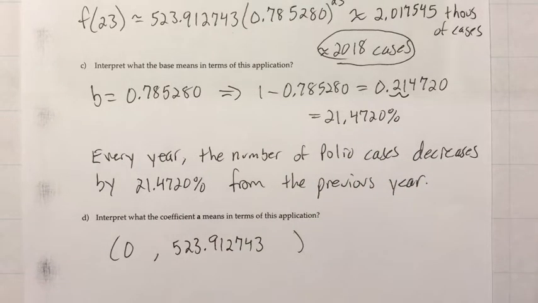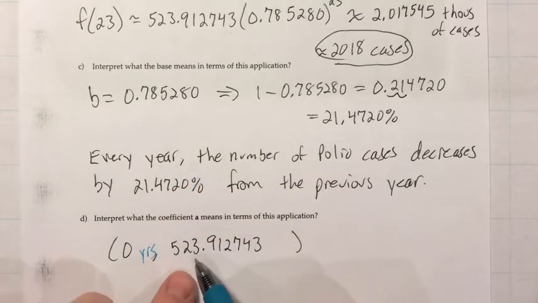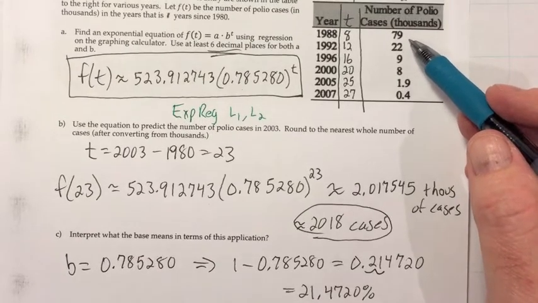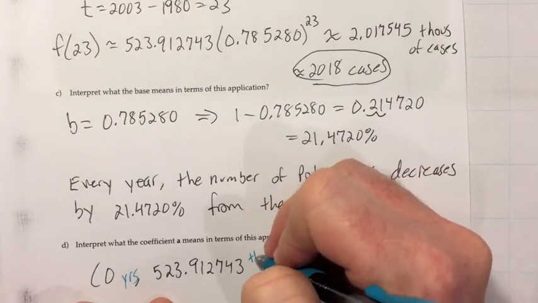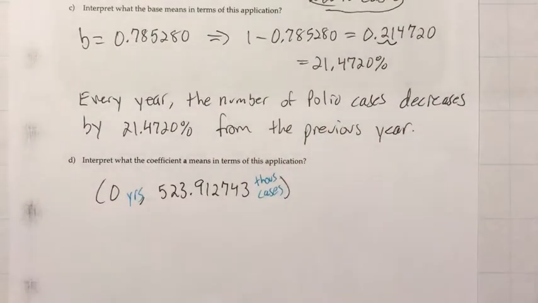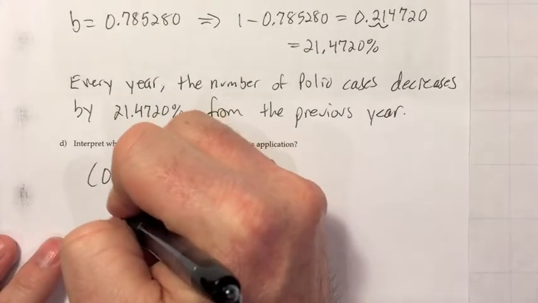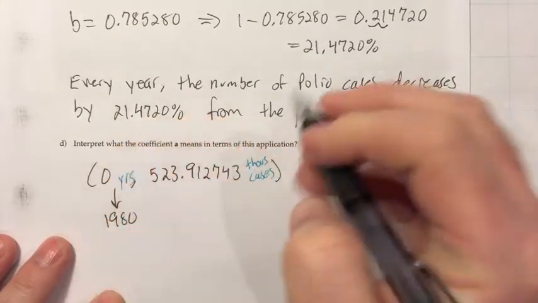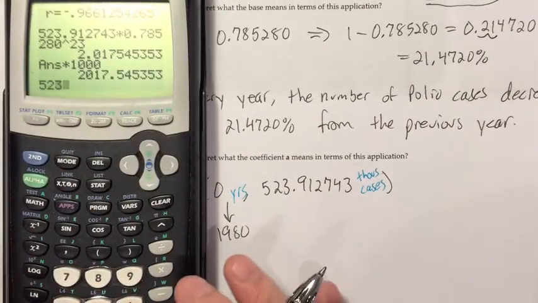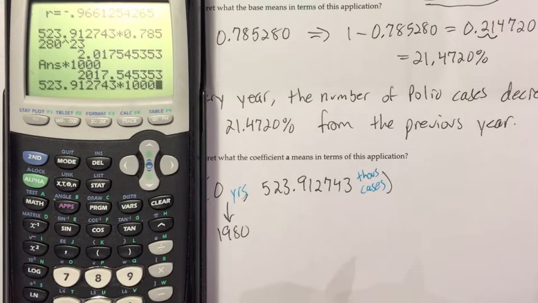units are. So the 0 would be 0 years since 1980, and this would be the number of cases, and according to the way the original data was, that's in thousands. So this would be thousands of cases. So when we go to interpret it, 0 years since 1980 is 1980. And then this is thousands of cases. So if we take that number, 523.912743, and multiply by 1,000, then it would be just cases.